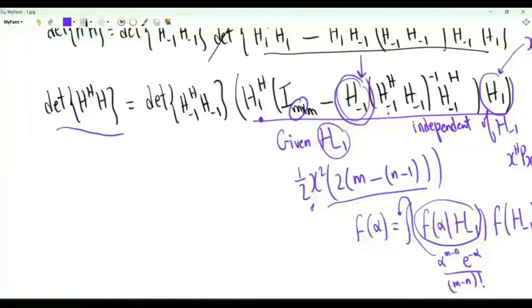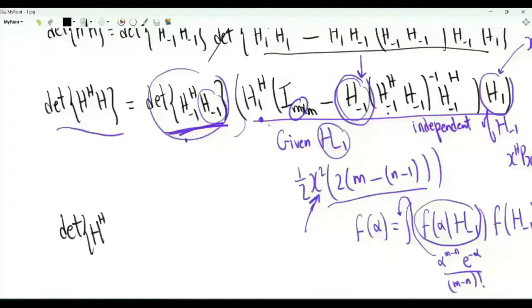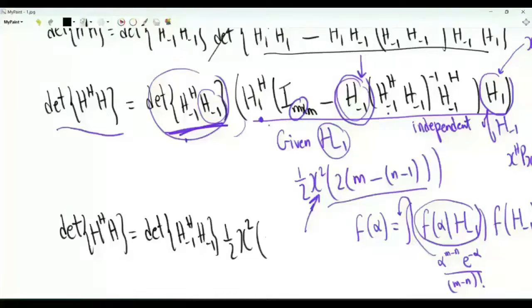This implies that the determinant of H Hermitian H, here we are using the full matrix H, is equal to the determinant of H minus 1 Hermitian H minus 1. H minus 1 is matrix H without the first column. This determinant is multiplied by a quadratic form that is independent of this determinant, because the quadratic form is independent of H minus 1. We know the distribution of this quadratic form. We can write that the determinant of H Hermitian H is equal to the determinant of H minus 1 Hermitian H minus 1 times 1/2 a chi-squared random variable with 2 times (m minus n plus 1) degrees of freedom. This random variable is independent of H minus 1.